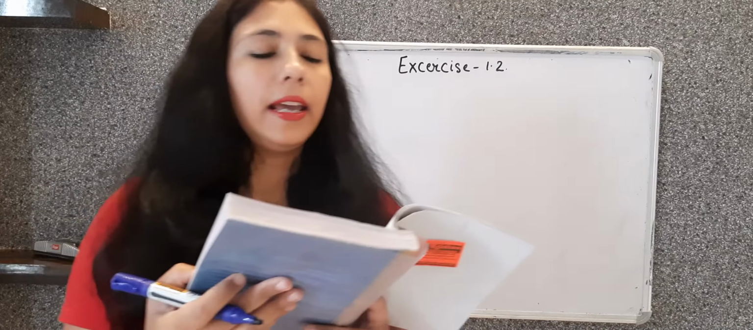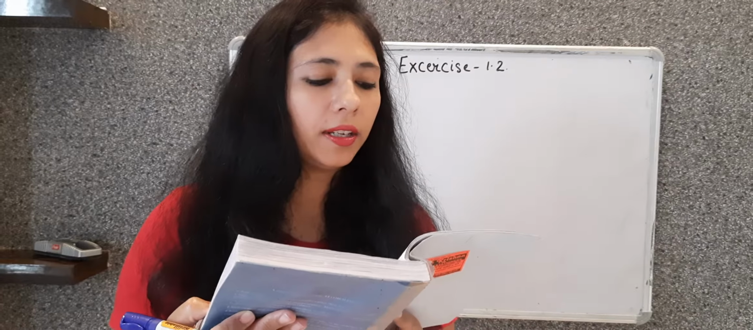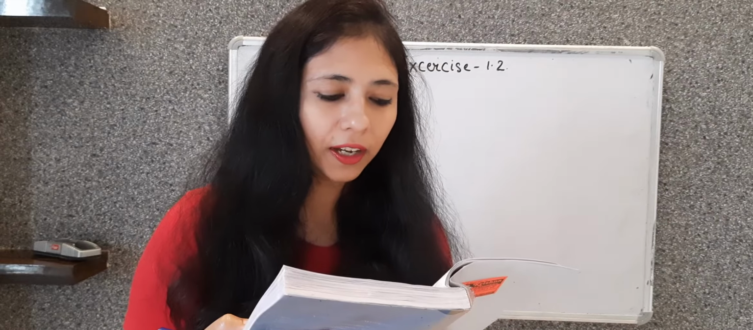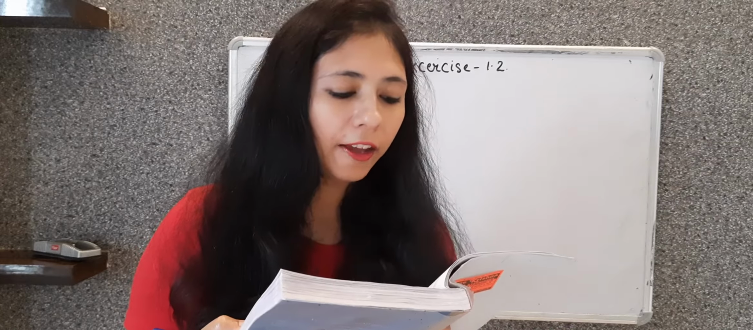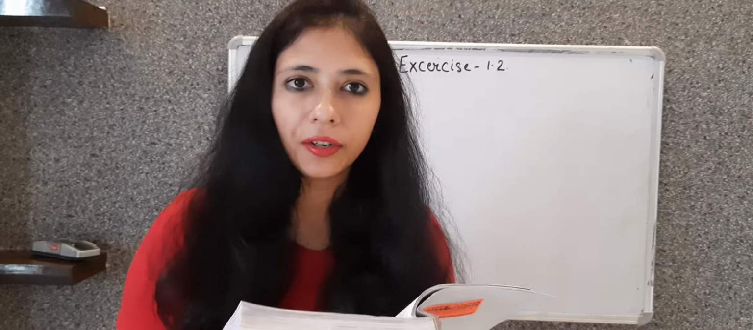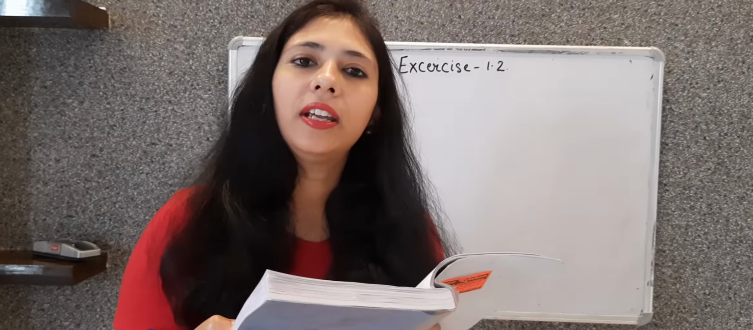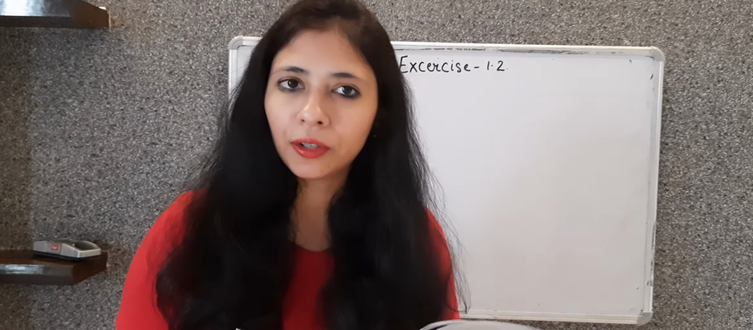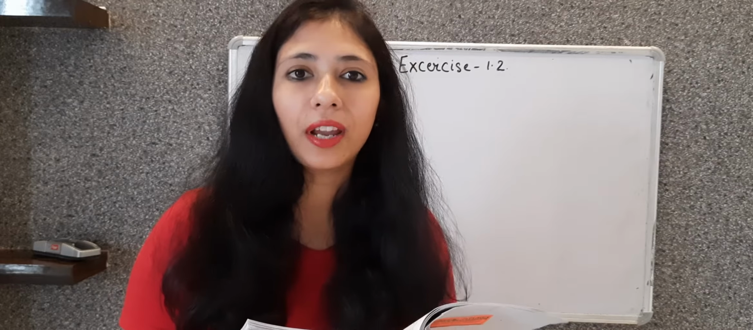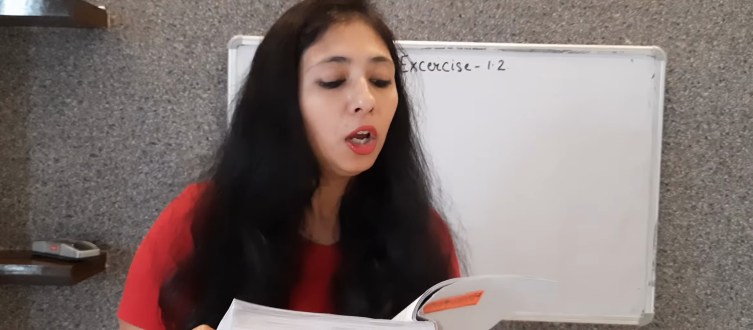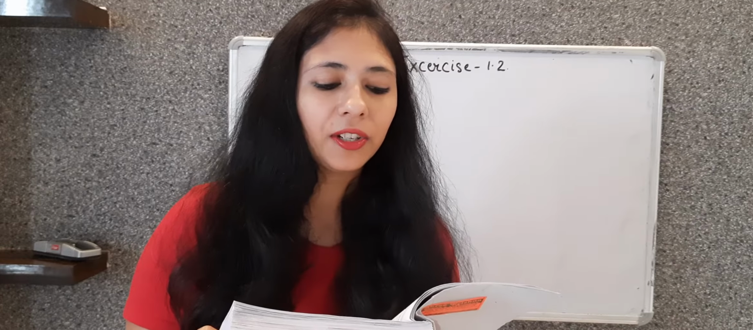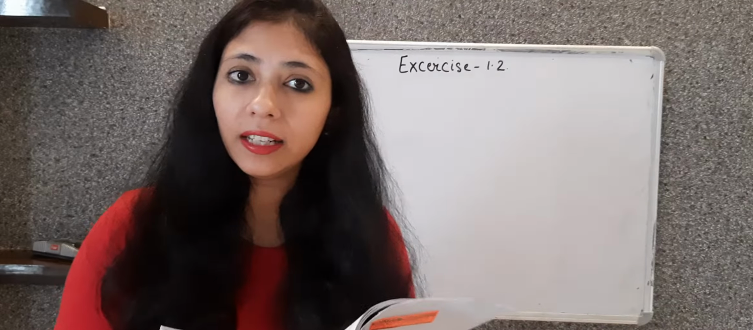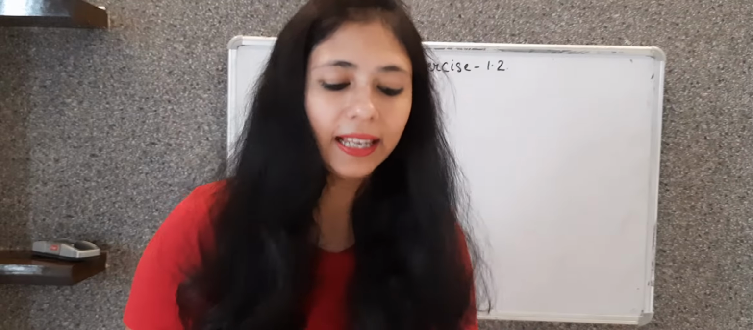Exercise 1.2, question number 1: State whether the following statements are true or false. Justify your answer. First part: every irrational number is a real number. You know that the real numbers are the biggest set of numbers, in which all the sets come: natural numbers, integers, whole numbers, rational numbers and irrational numbers. So all the irrational numbers also come under the set of real numbers. So our answer is yes.